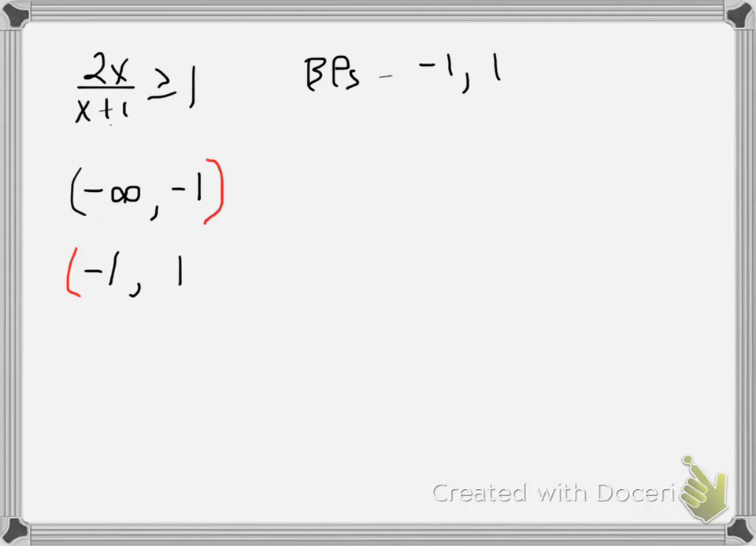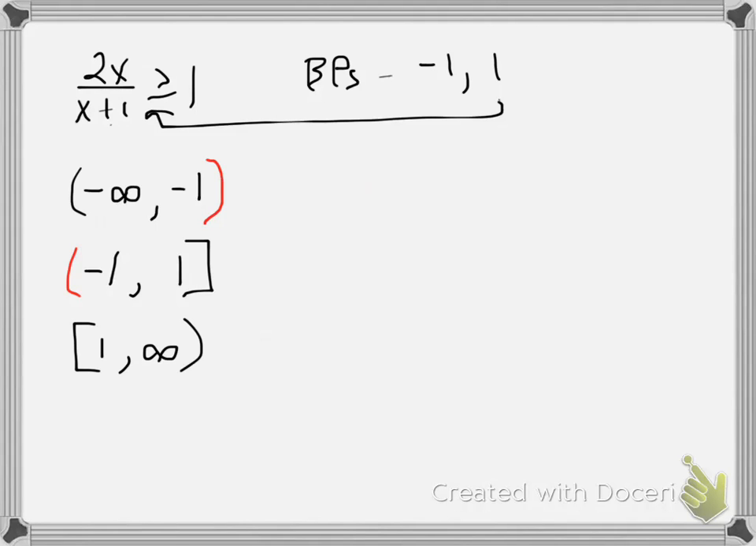What about with 1? Well, for 1, I'm looking at my inequality, and my inequality is greater than or equal to. And because I have the or equal to, I'm going to use a bracket. And then my third interval is bracket 1 to infinity.